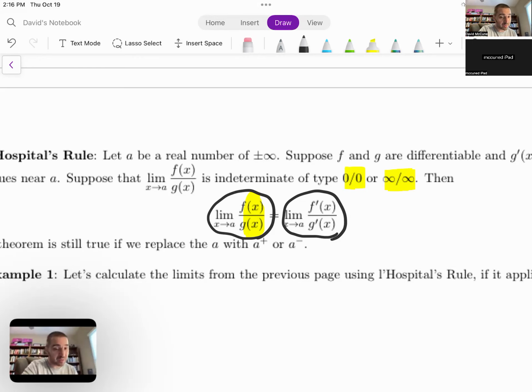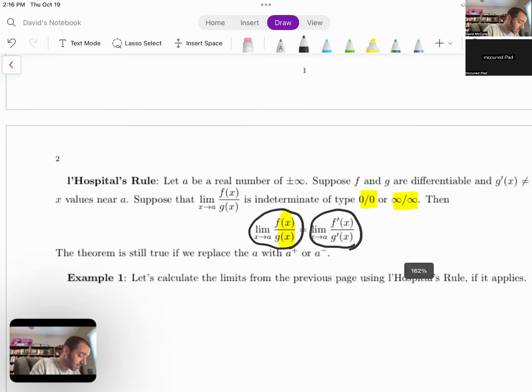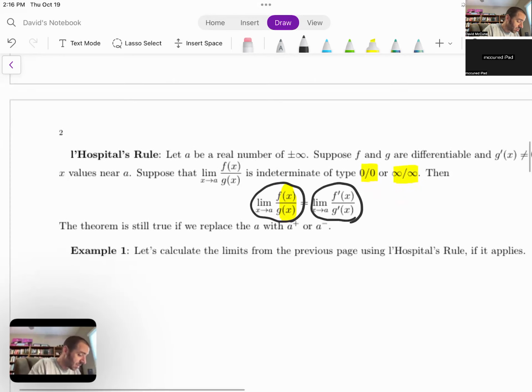We're just going to use it. But it's a shocking result, actually. There's no way you would think that's true unless somebody had proven it to you. So I don't know how L'Hopital came up with this. It's crazy. Okay, so now it says, hey, let's go back to the previous page and use L'Hopital's rule.